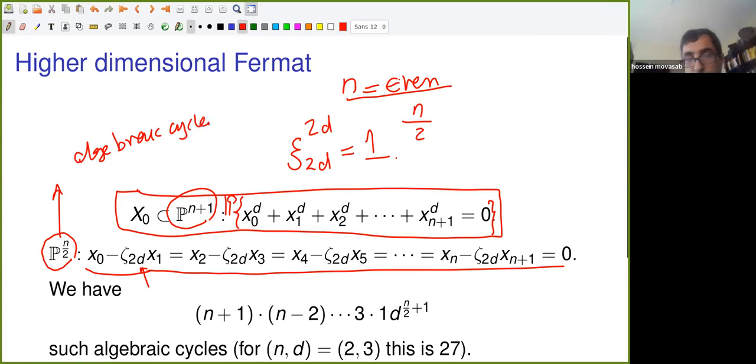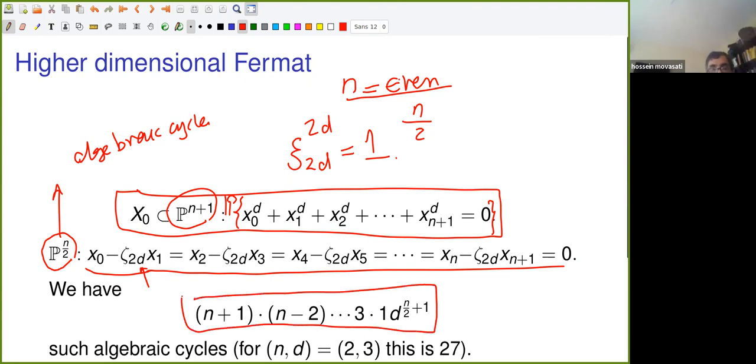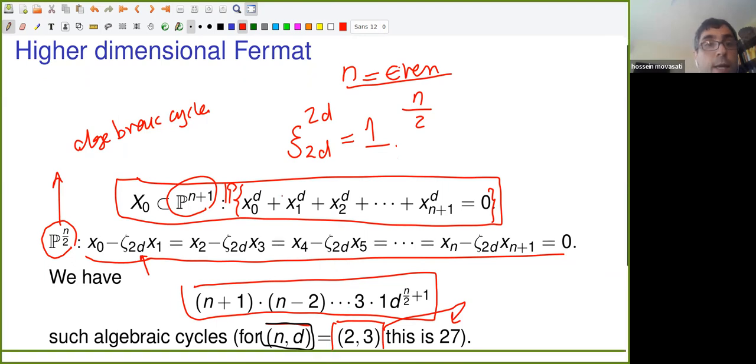And again, simple combinatorics shows that I have this number of projective spaces or algebraic cycles inside the Fermat hypersurface. For cubic surfaces, this is exactly the 27 lines that we have. So this is a kind of natural generalization of the 27 lines, just in the case of a Fermat. Okay, scrolling down will produce this line. Let me avoid this line.